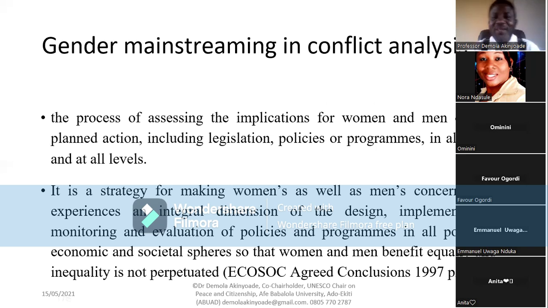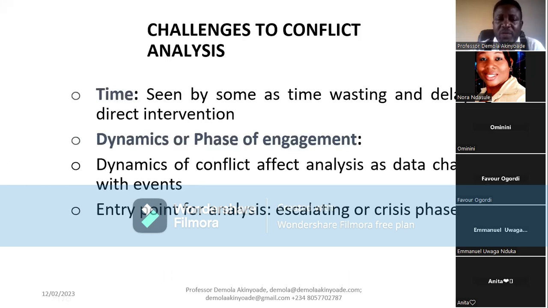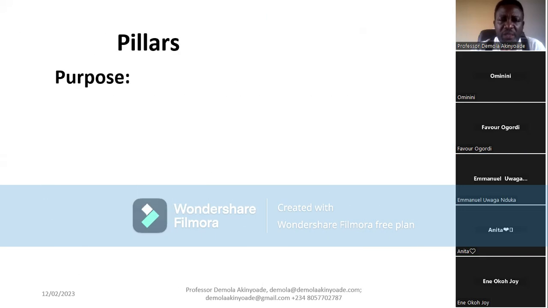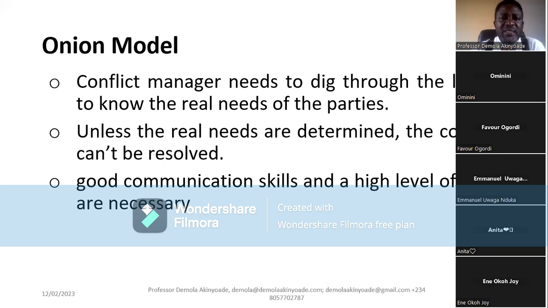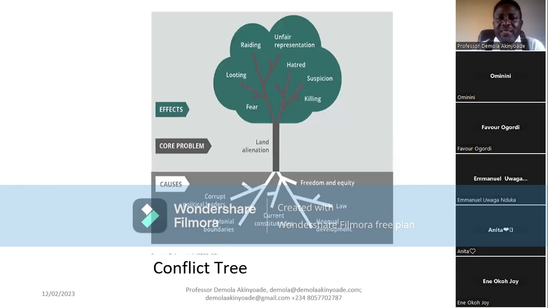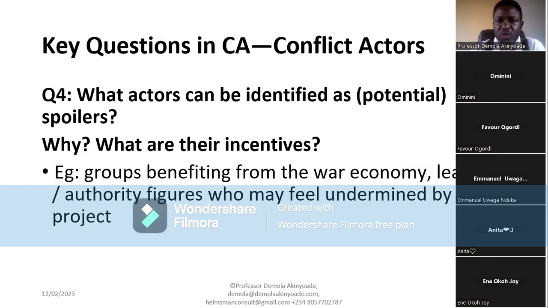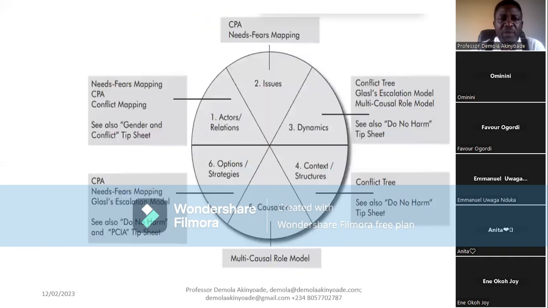You usually use multiple tools to analyze the actors. Let me quickly show you something in the conflict wheel. In the conflict wheel, we identified a set of tools to use to analyze actors. For instance, onion model can be used to determine the interest and the needs of the actors. Conflict map will be used to analyze the power of the actors, their relationships, their relative influence, and so on.